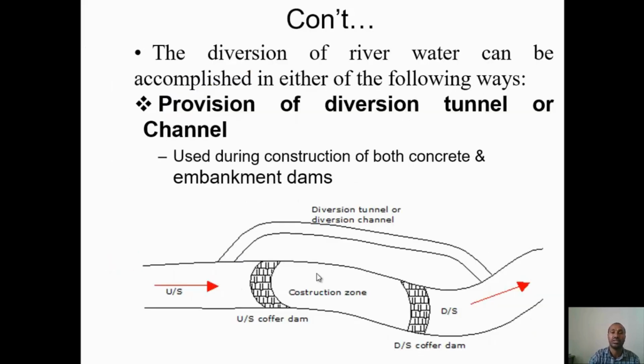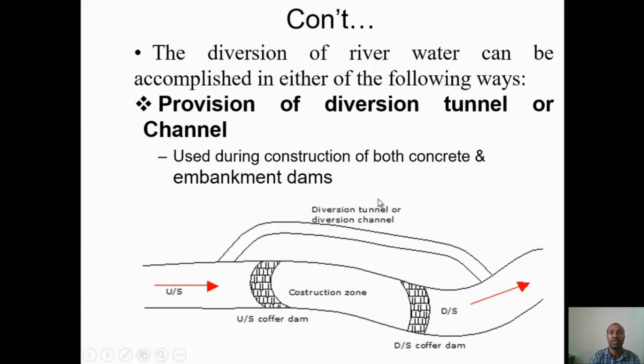Let us see the plan view. The diversion of river water can be accomplished in either of the following ways. The first one is provision of a diversion tunnel or channel. You just provide a tunnel like this, then use it during construction of concrete and embankment dams. So provision of a diversion tunnel or canal is used during construction of concrete and embankment dams.